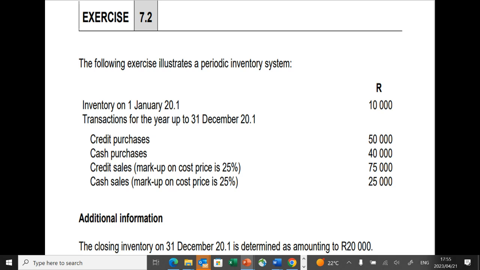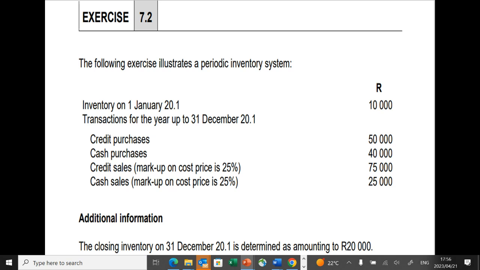Let's look into this exercise now. Now we are using the periodic inventory system. The opening inventory that we had was 10,000. And the transactions for the year: credit purchases were 50, cash purchases were 40, credit sales were 75, and cash sales were 25. Under additional information, the closing inventory on 31st December 20.1 is determined as amounting to 20,000 rand. This information is still the same as our previous example that we made under the perpetual inventory system.